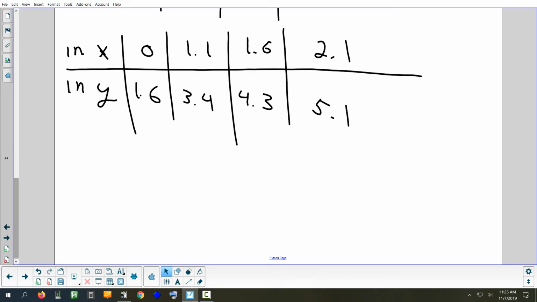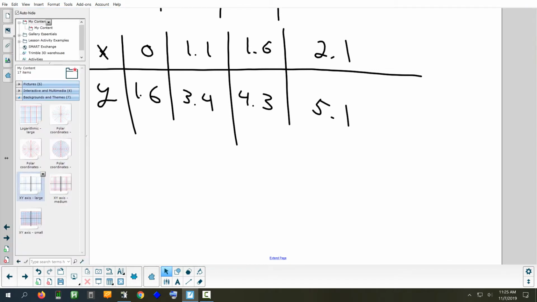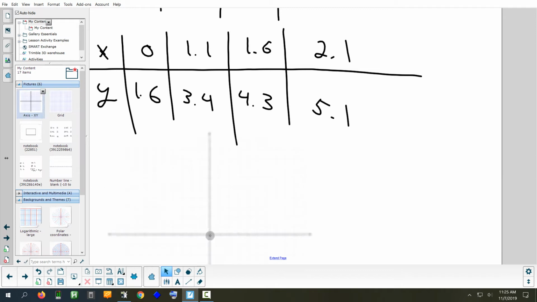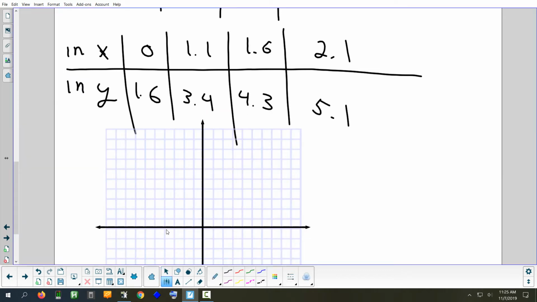So let's look at those points on regular graph paper and see if they look straight. This is something you really just do by hand real quick. So 0, 1.6. Maybe about right there. 1.1, 3.4. 1, 2, 3, and right there. 1.6, 4.3. 1.6, 1, 2, 3, 4.3, maybe. And 2.1, 5.1. 1, 2, 3, 4, 5, maybe about right there.